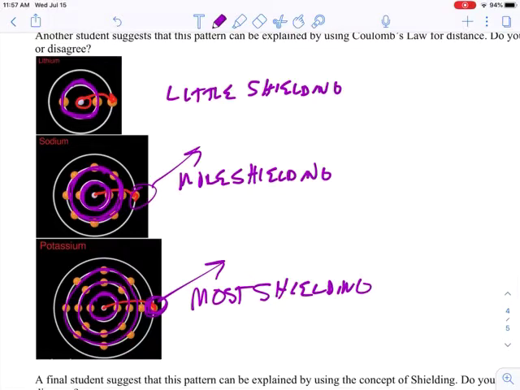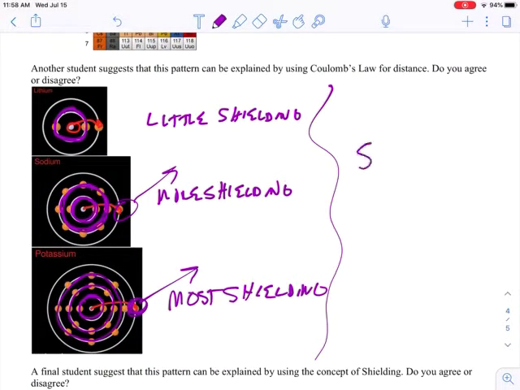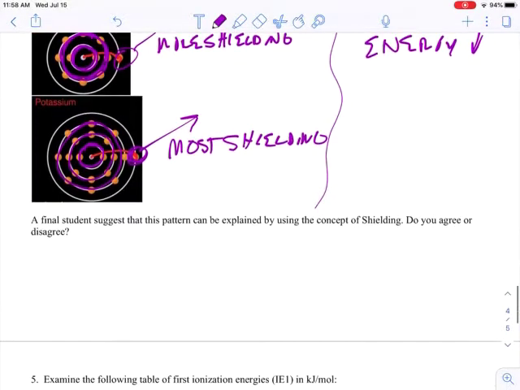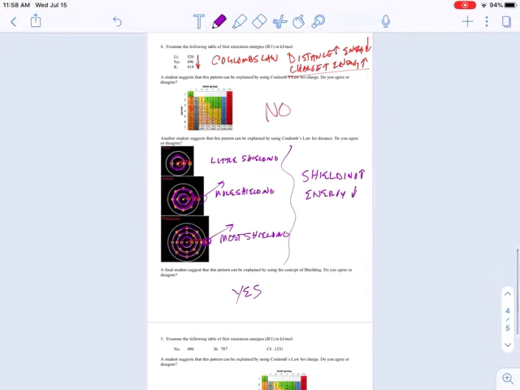So as you go down a column on the periodic table, you have more and more shielding, which makes it easier to remove that outer electron, which means the ionization energy is going to decrease. So again, to be clear, as shielding increases, your energy decreases. So yeah, looks like shielding can be used to help explain this one as well. So charge, no. Distance, yes. Shielding, yes.